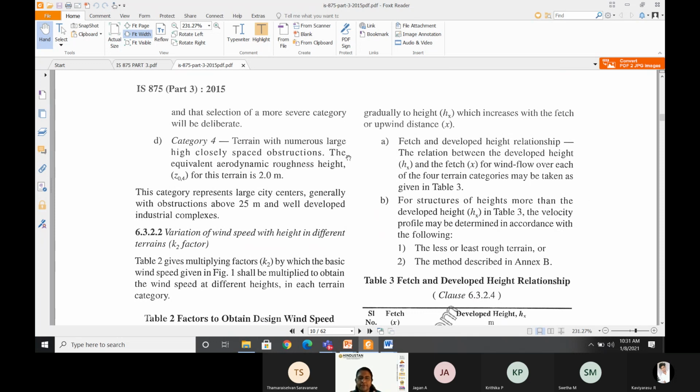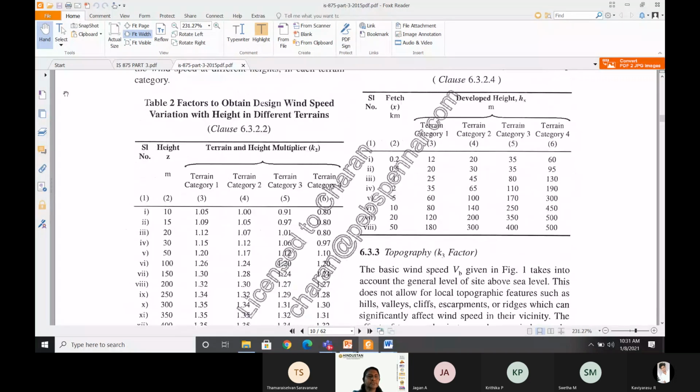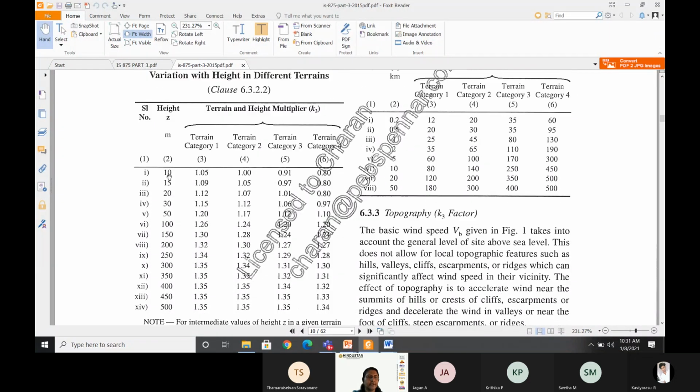Before you calculate the wind load, you should identify in which terrain the structure you are going to construct lies, whether it is category 1, 2, 3 or 4. So you have to read all these things. Please read all the code book provisions. From that, you can see Table 2 here. Height of the building, 10, 15, 20, up to 500 meter, is given here, and terrain category 1, 2, 3 and 4 are given horizontally.